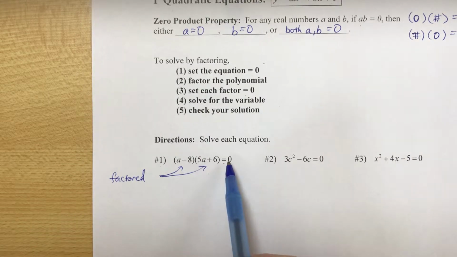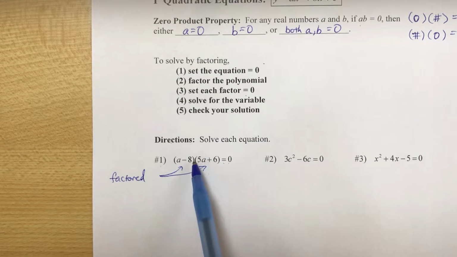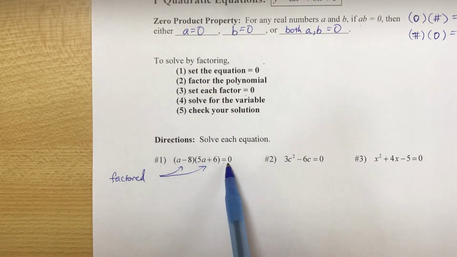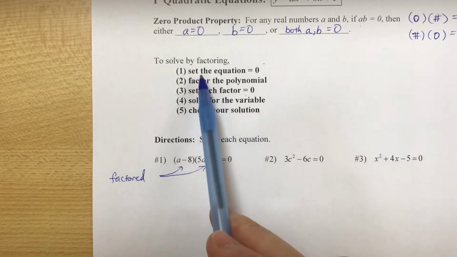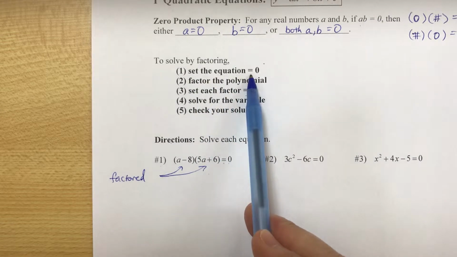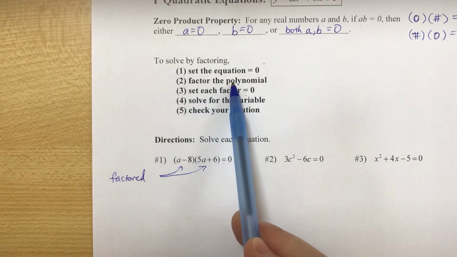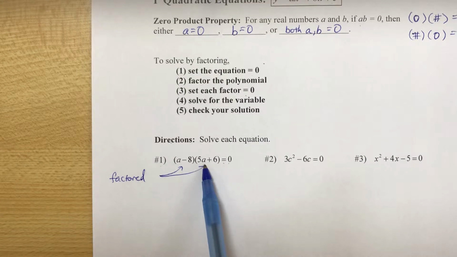So this is a situation where we actually want all the variables on one side. We want everything on the same side, and we want 0 on the other side. So set the equation equal to 0, that's done. Factor the polynomial, that is done.